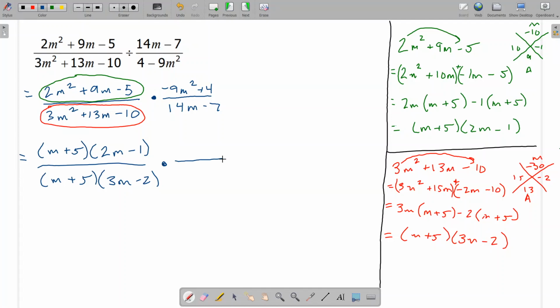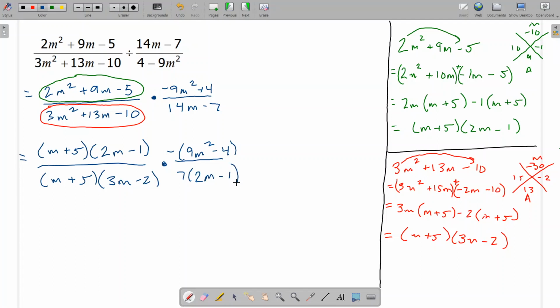In the numerator, I noticed that we have a negative leading coefficient. So I'm going to factor a negative out, and when we do that, it reveals a difference of squares that we're going to be able to factor further in the next step. In the denominator, I have a GCF of 7 that can be factored out.